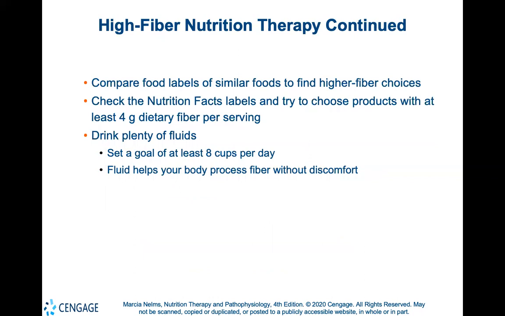Compare food labels of similar foods to find higher fiber choices. Check the nutrition facts labels and try to choose products with at least 4 grams of dietary fiber per serving, nothing less than 2 grams per serving. Drink plenty of fluids. Set a goal of at least 8 cups per day. Fluids help your body process fiber without discomfort.